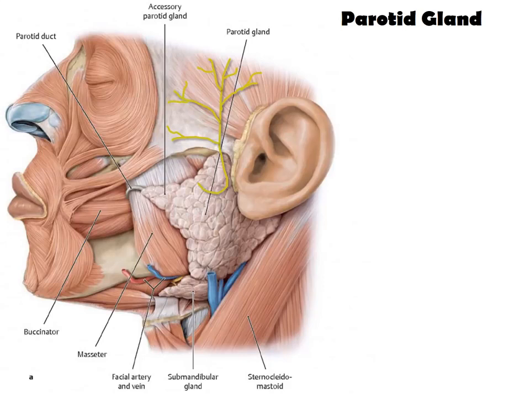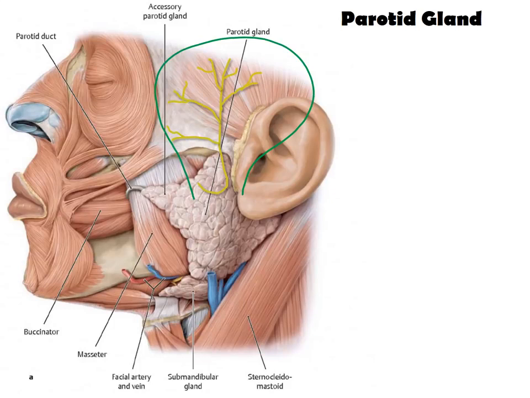On this image, I have drawn in a nerve which represents the auriculotemporal nerve. The auriculotemporal nerve is a branch of V3, the mandibular division of the trigeminal nerve. It carries sensory information from the temple and from the parotid gland itself. In addition, it carries parasympathetic information to the parotid gland to stimulate salivation.